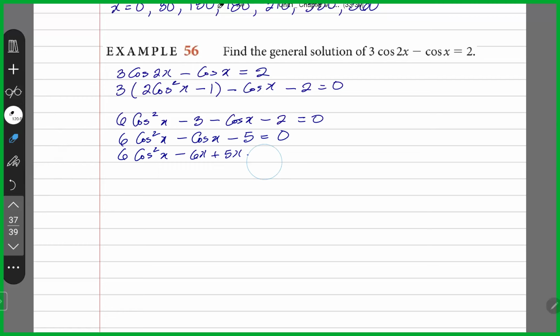minus 6 and 5. So 6 cos squared x minus 6 cos x plus 5 cos x minus 5 is equal to 0. Over to the left, 6 cos x is common. We have cos x minus 1. Over to the right, 5 is common.